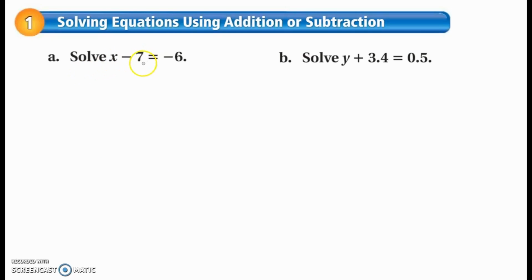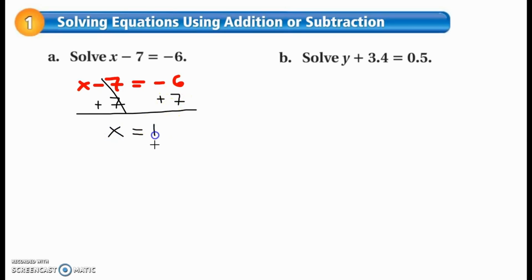We want to solve x minus 7 equals negative 6. All right, x minus 7 equals negative 6. Okay, now we're subtracting 7, so we want to do the inverse operation. We're going to add 7 to each side. That cancels out the 7, then we get x is equal to negative 6 plus 7 would be 1.